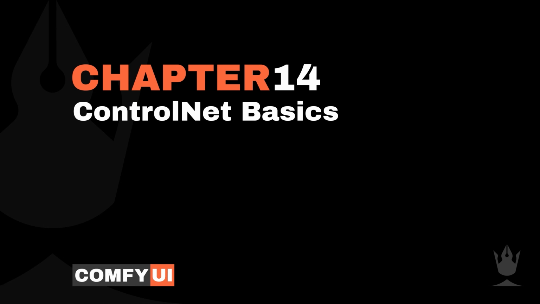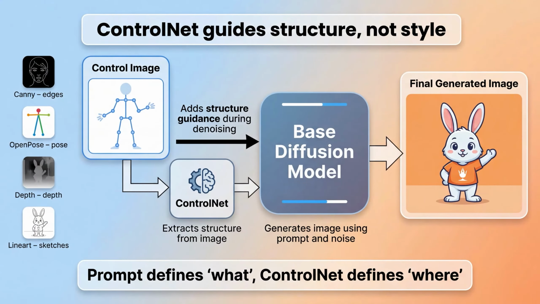Now that you understand diffusion, prompts, image-to-image, LoRAs, and workflows, we are ready to talk about ControlNet. ControlNet is one of the most powerful features you can use in ComfyUI. In simple terms, ControlNet lets you guide image generation using an extra image, not just text. Instead of saying what you want only with words, you can also show the model what you want.